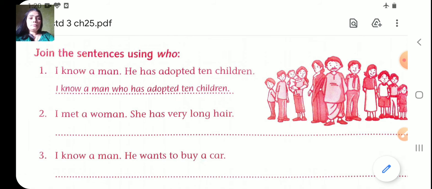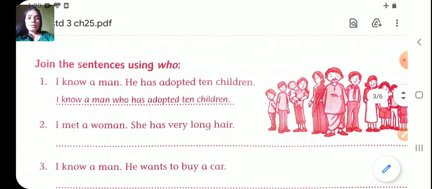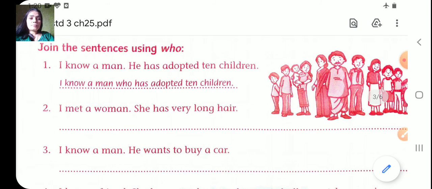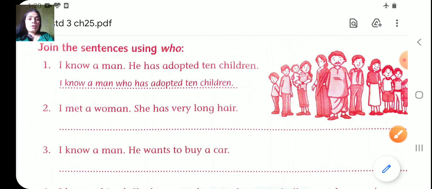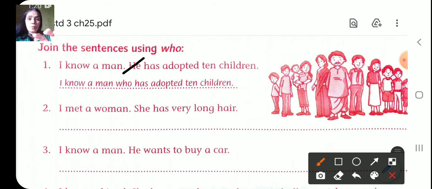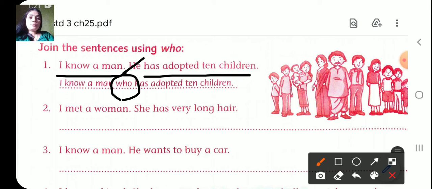It is so simple. You are going to cut this pronoun here. He. So I know a man. He has adopted 10 children. So who is he here? That is a man. Who is he? A man. So a man is already there. So instead of writing he, you are not going to write that he again. So instead of he, you will write who. So the answer is, I know a man who has adopted 10 children.